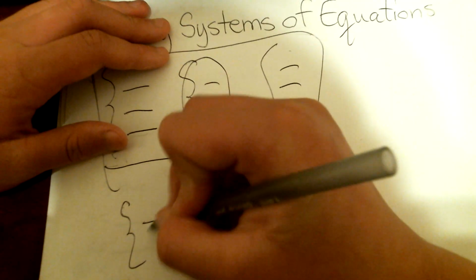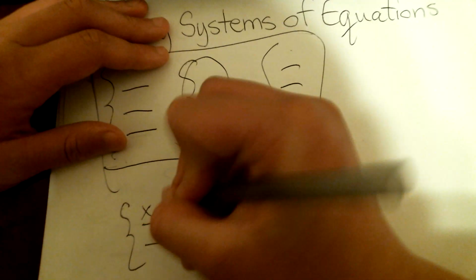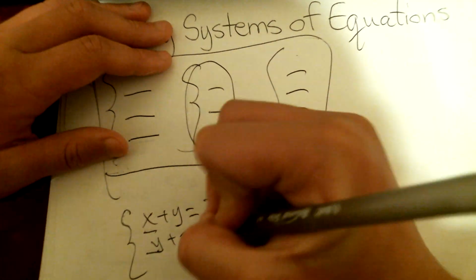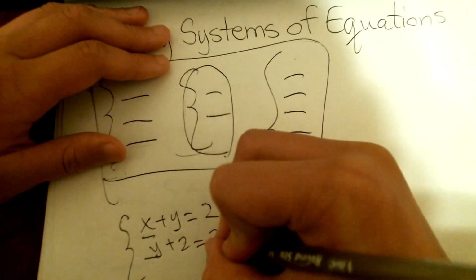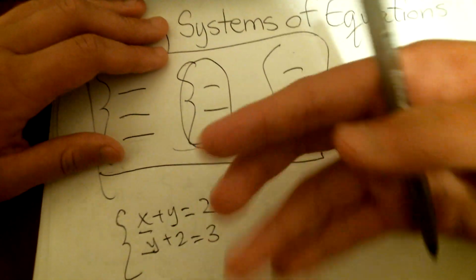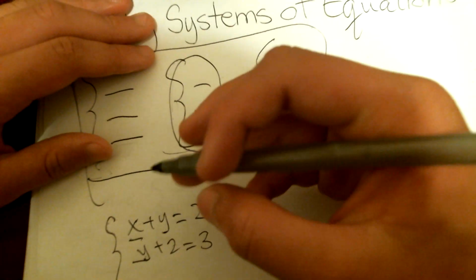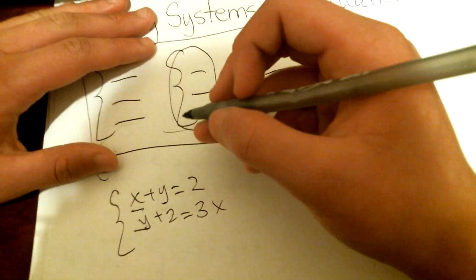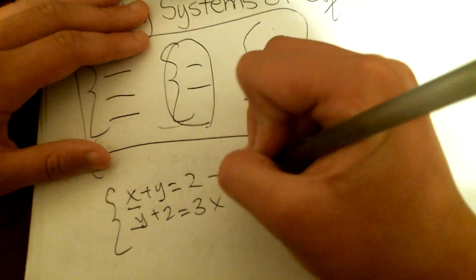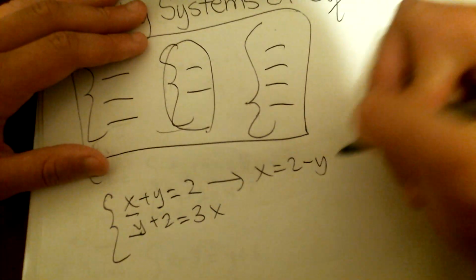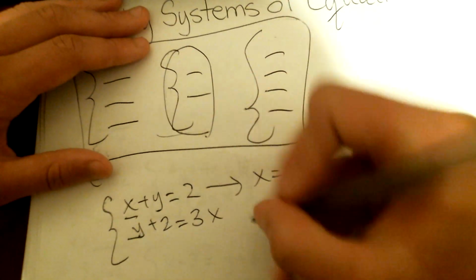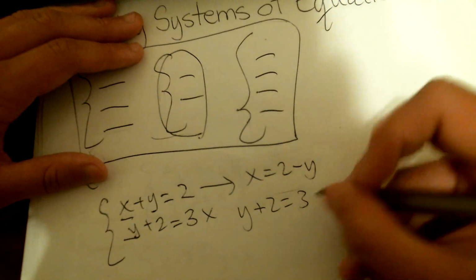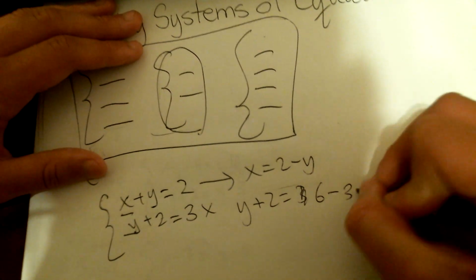Systems of equations are equations such as x plus y equals 2 and y plus 2 equals 3x. Then we can solve for x and y like this. We can first take the first one to x equals 2 minus y, and then plug this into here. So y plus 2 equals 3 times 2 minus y, so that is 6 minus 3y.